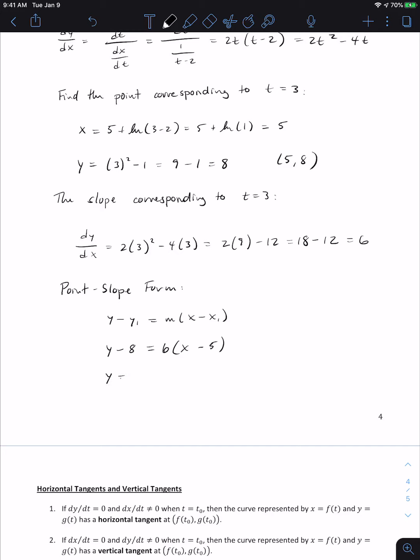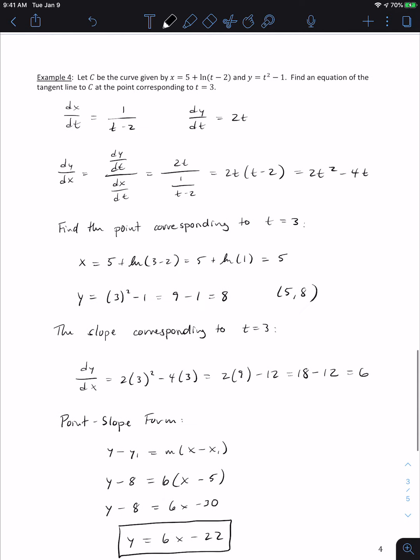So let's go ahead and put this in slope-intercept form. So 6x minus 30. So y is equal to 6x minus 22. So that's going to be the equation of my line tangent to the graph at t equals 3.